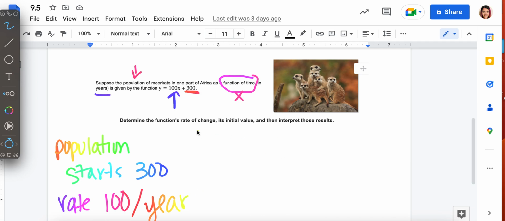It says determine the function's rate of change. We know the rate of change is slope, so that's 100. And its initial value is 300. And interpret the results. We just did that. The population starts out at 300, and it's going up 100 each year.